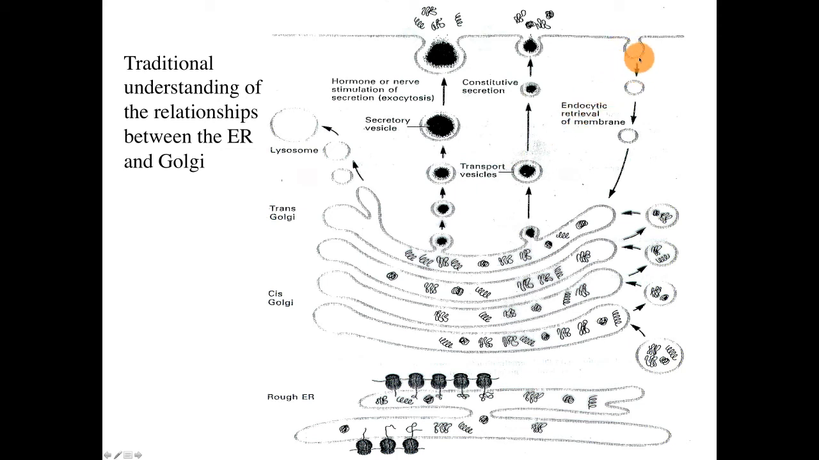This part of the cartoon is looking at endocytic retrieval of membrane, and 50 or 60 years ago we thought that these vesicles would bud off and go straight to the Golgi. We now know that this endocytic retrieval involves a totally new compartment that's been described maybe over the past 10 or 15 years called the endosome compartment, and we'll talk about that a little bit later.